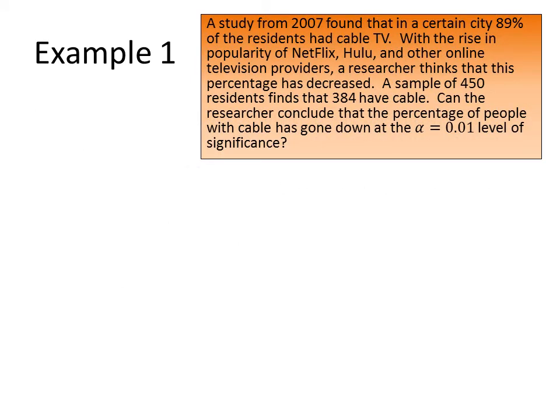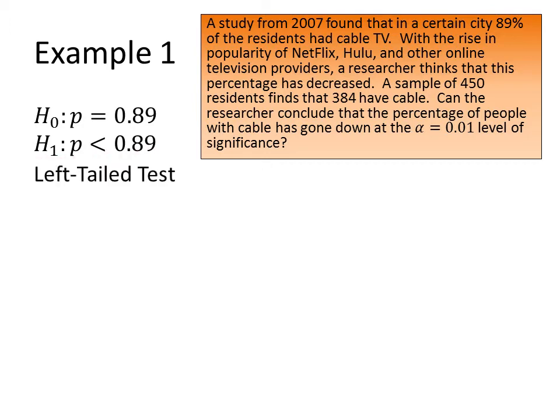So the first thing we need to do in using a hypothesis test is state our null and alternative hypotheses. In this case, what we're trying to prove is that the percentage has actually gone down. And so the alternative hypothesis is that p is less than 0.89. That is, less than what it used to be. Of course, the null hypothesis is going to be that p is the same or is equal to 0.89. When dealing with hypothesis tests, what you're trying to prove is always the alternative hypothesis.